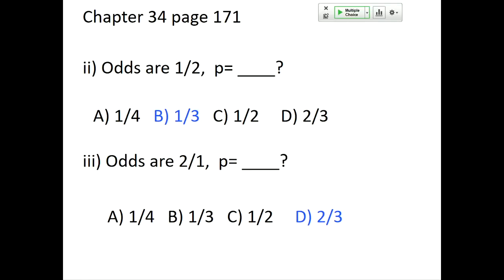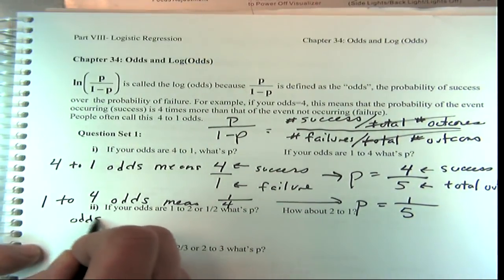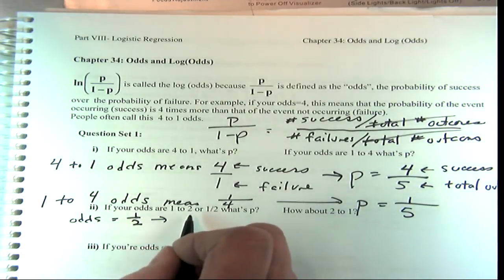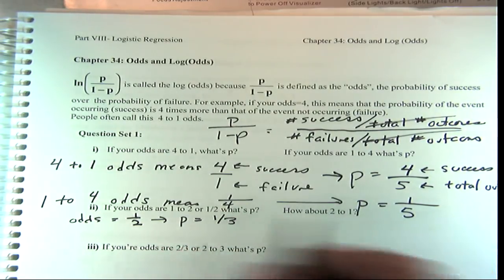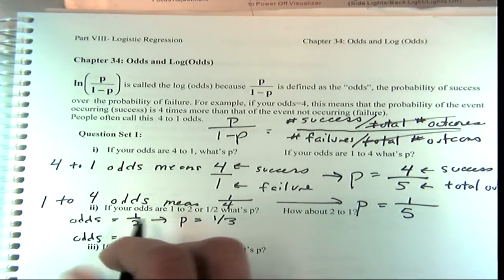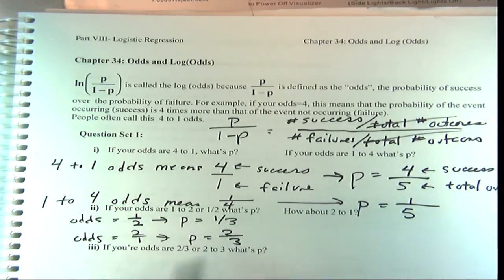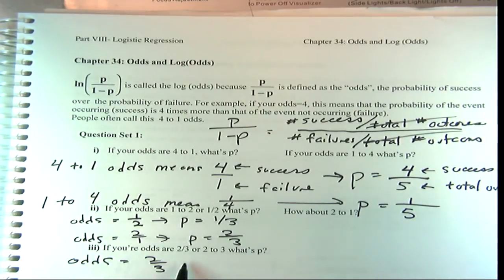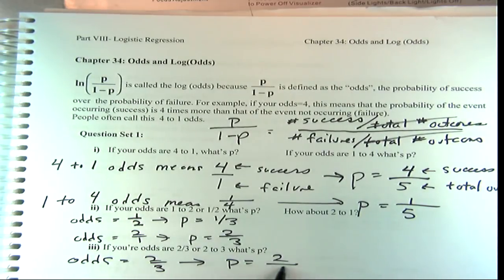All right, so let's go back to the document camera, and let's just write that down. So you say odds equal to 1/2. That means what? That the probability is equal to 1 over 3, right? And if your odds are equal to 2 over 1, that means your probability is equal to 2 over 3. So if your odds are 2 over 3, then your probability is going to be 2 over 2 plus 3, which is 5.